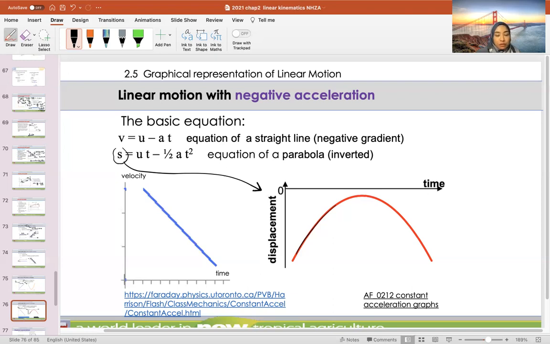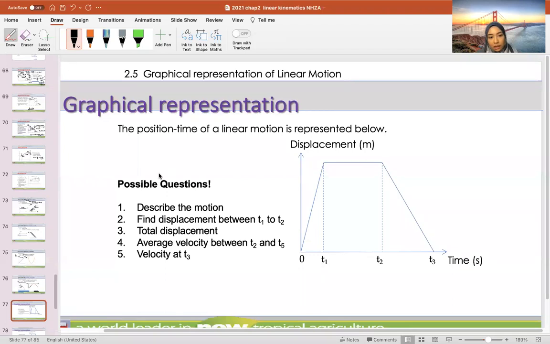And then for V equals U minus AT, the gradient of our V should be a negative, right? So this is an M that is negative. Therefore, our acceleration is negative. The gradient for a velocity time graph gives us acceleration. Okay, okay.